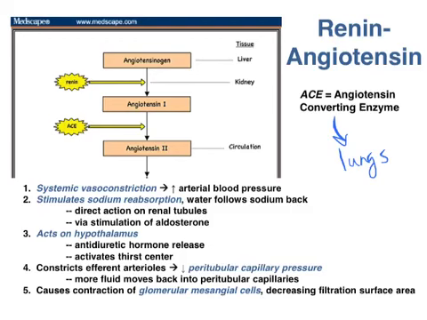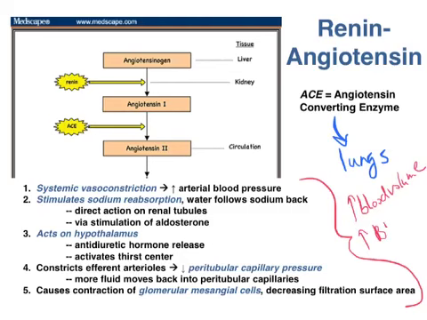So, once angiotensin 1 is converted to angiotensin 2, it has this whole set of effects, and all of these effects together are geared towards increasing blood volume and thereby increasing or restoring blood pressure. Okay? So you have these effects of angiotensin 2. You have systemic vasoconstriction. Vasoconstriction raises the arterial blood pressure.